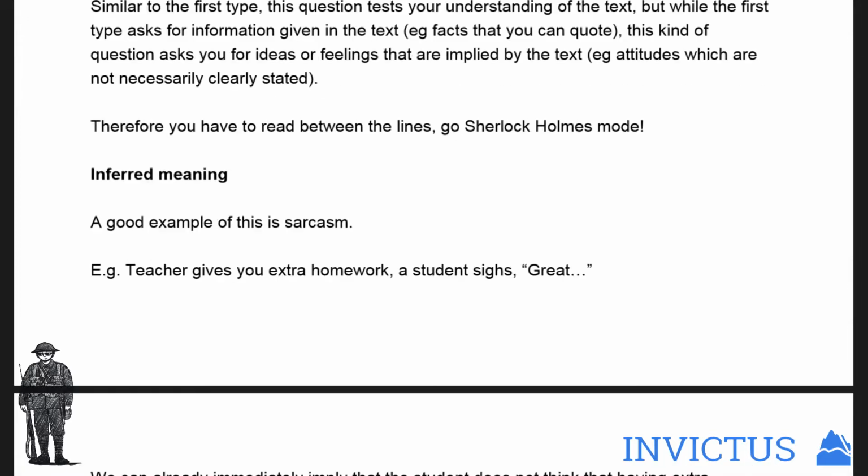Question type 3, understanding of a text. Similar to the first type, this tests your understanding of the text, where the first tests your summarizing. This one tests how you can read between the lines, not just summarizing but, for example, inferred meaning, as I'm going to explain down there. So you want to look at the interrelationships, assumptions and contrasts inside the text, rather than just summarizing it and finding the opinion of the author.